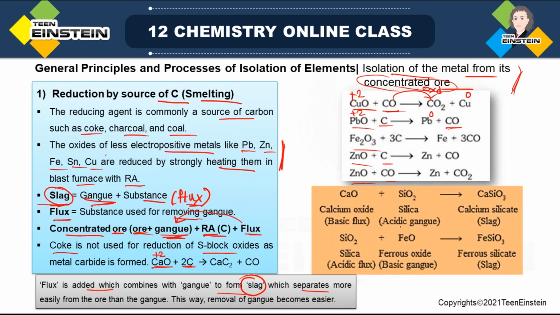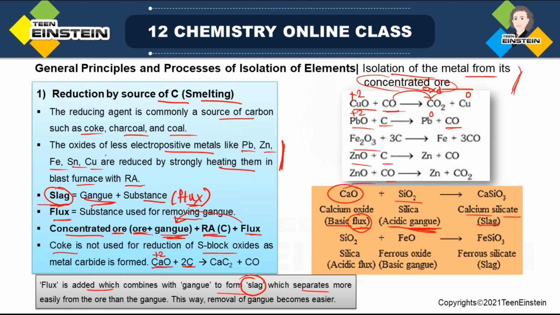Now, when the gangue is acidic in nature, we know when it is a non-metallic oxide, for example, SiO2, it is non-metallic. That means it is acidic in nature. So when the nature of gangue is acidic, the flux that we will use, obviously it will be basic, because then interaction between them is possible. So here calcium oxide we are adding as flux so that it can react with this acidic gangue and form calcium silicate, which is the slag.